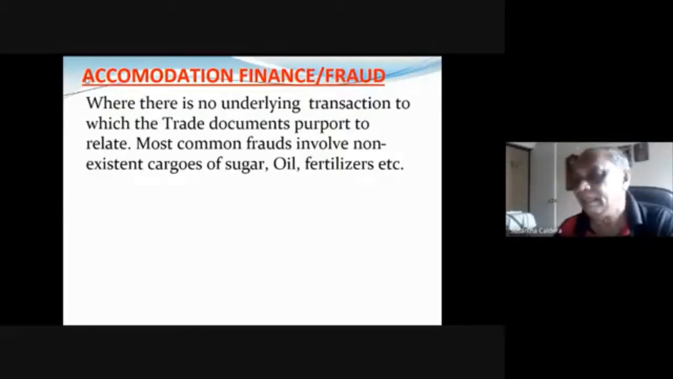Nigerian LC, $3 million, a round figure, another issue. Right, and the cargo was bitumen. Bitumen. What is bitumen?